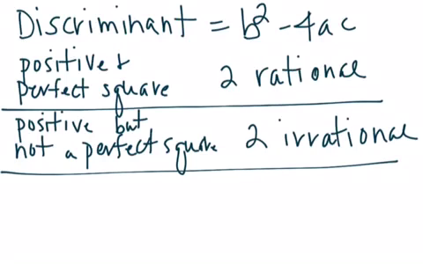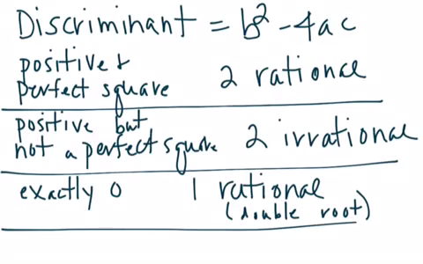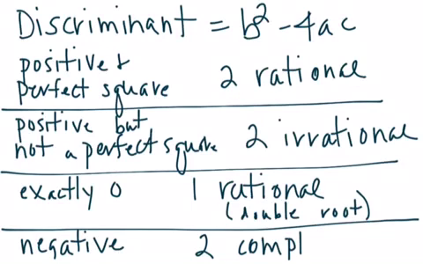Then, if it is exactly equal to 0, then that means you have 1 rational solution or 1 rational root. But something else that I need to call to your remembrance is that this will be a double root, meaning that you have the same root twice, but there's 1 unique root. And the other case is if the discriminant is negative. If the discriminant is negative, you will have 2 complex roots or solutions.